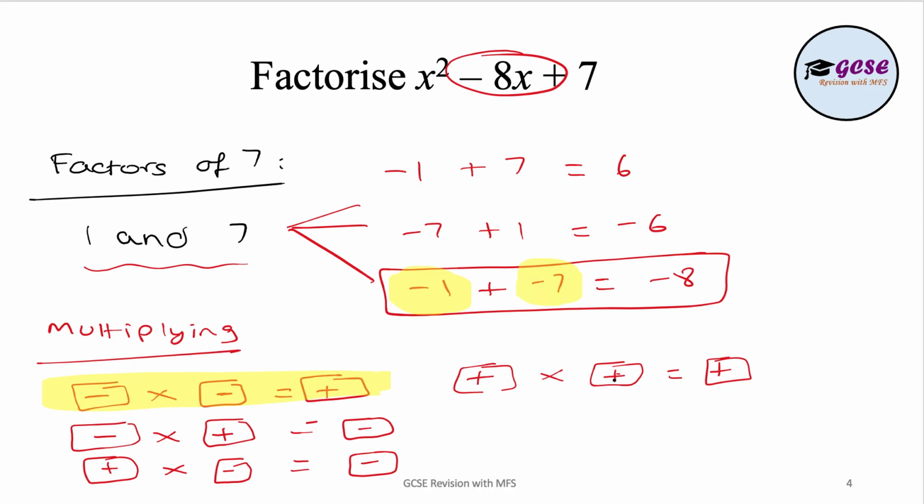Okay, so again, we have our bracket set out. However, this time we're going to be using negative numbers. So we've got -1 in one bracket and we've got -7 in the other bracket. And to check our answer, we can expand this out and we should get this quadratic here.